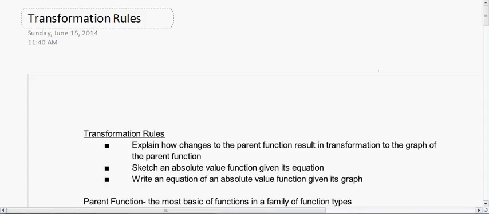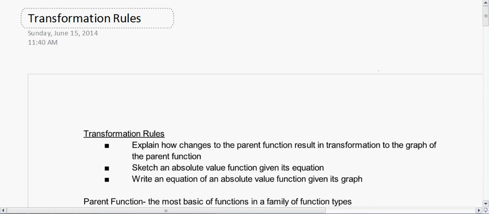Hey there, Math Rockstars. This video is about using the rules of transformations, being able to explain how to change the parent function by changing what the equation looks like. And this is more of a put it all together kind of a video.